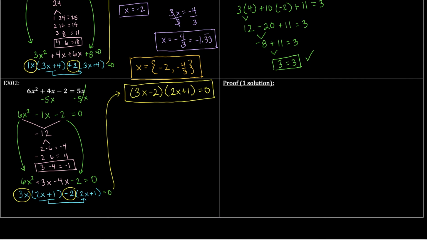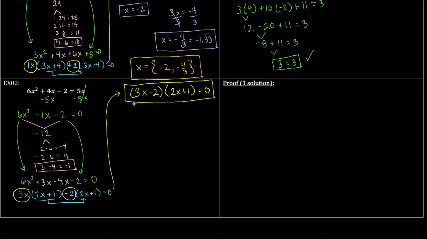I want to stress once again that 6x squared minus 1x minus 2 equals 0, and 6x squared plus 3x minus 4x minus 2 equals 0, and 3x times 2x plus 1 minus 2 times 2x plus 1 equals 0, and 3x minus 2 times 2x plus 1 are equivalent. They just look different.